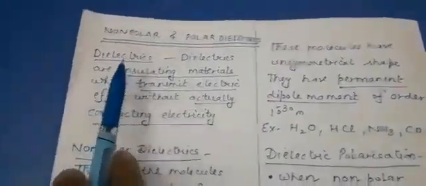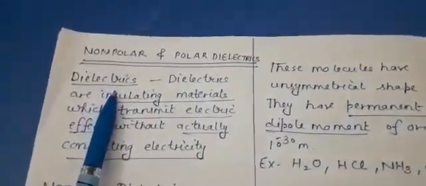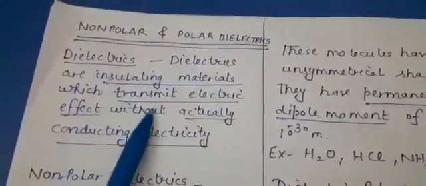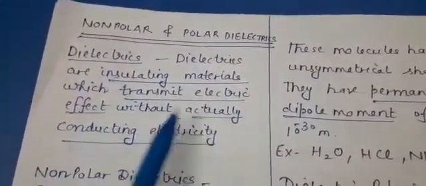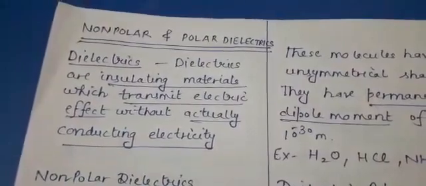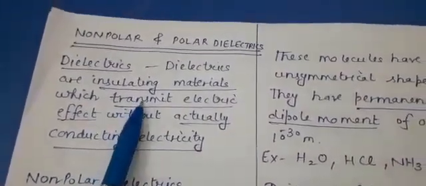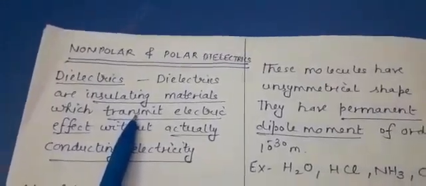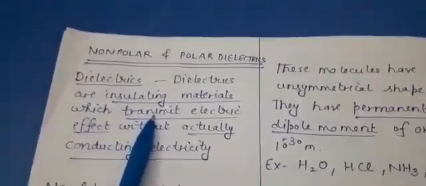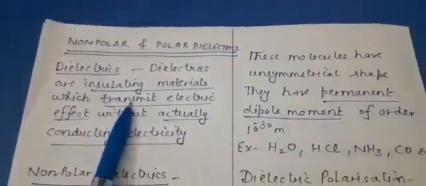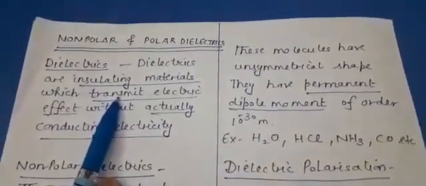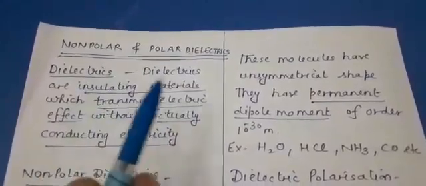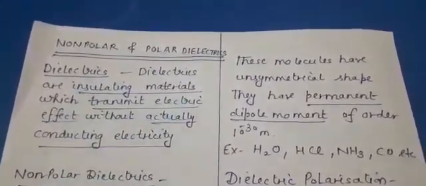So here you can see that dielectrics are nothing but insulating materials which can transmit electric effect without actually conducting electricity. These insulating materials cannot conduct electricity, the reason being their electrons are very tightly bound, so they cannot make free electrons available. Free electrons are not available for conduction, but still they can transmit the electric effect without conducting.